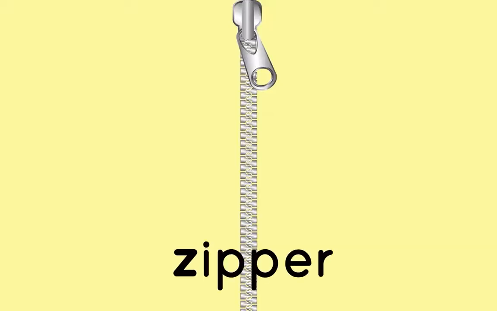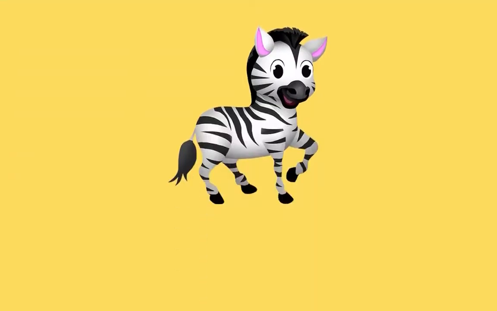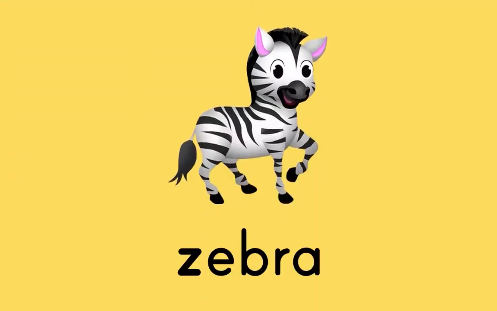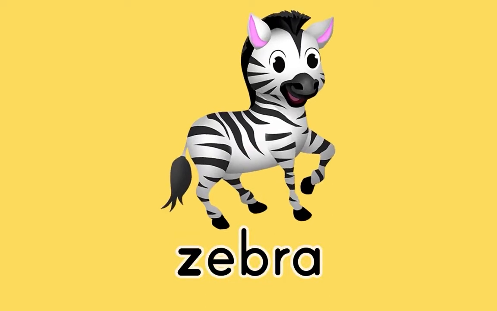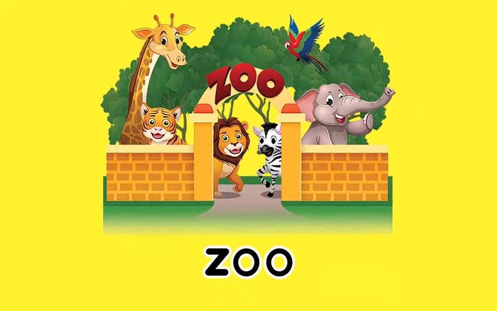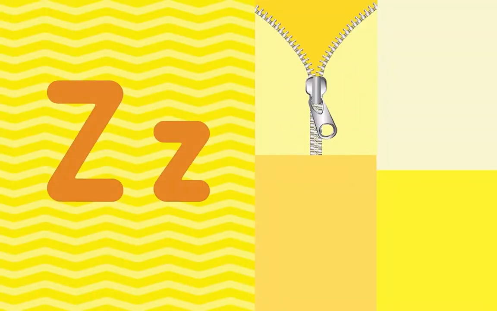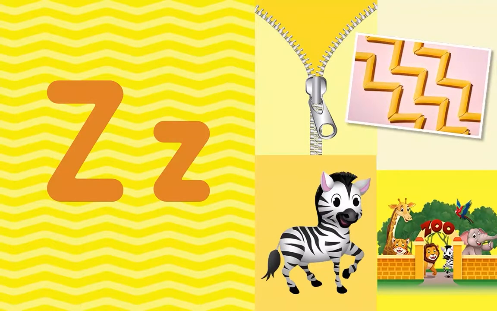Zipper. Z, z, zipper. Zebra. Z, z, zebra. Zoo. Z, z, zoo. Zigzag. Z, z, zigzag. What letter do all these words start with? Z. That's right, the letter Z.